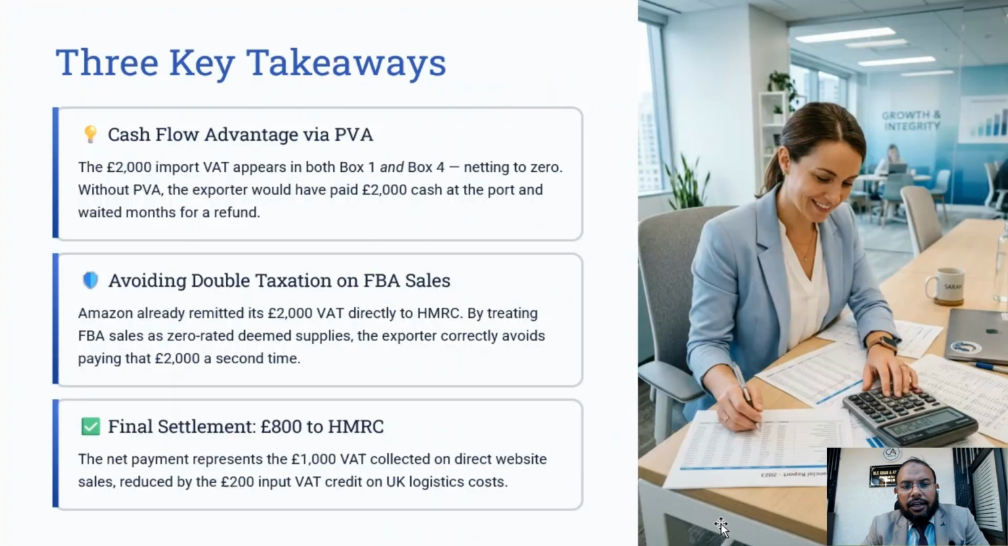Further, what are the key takeaways? You need to remember, you have to follow postponed VAT accounting. Further, regarding the Amazon sale, you don't need to disclose in output liability whatever is collected by Amazon and submitted to the UK government. So I hope it is clear.